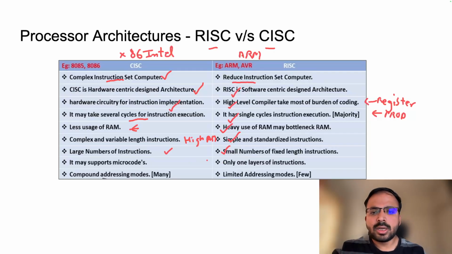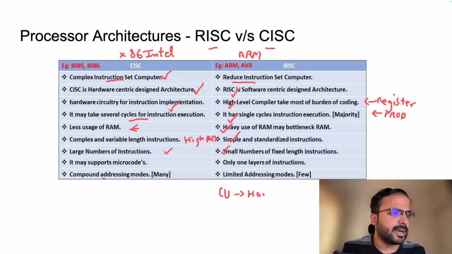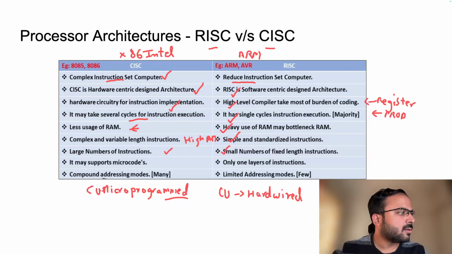Also, one basic difference is the control unit. The control unit is the one which generates all the control signals. In RISC the control unit is hardwired, and in CISC based architectures the control unit is microprogrammed. You can program those control units to generate the signals.